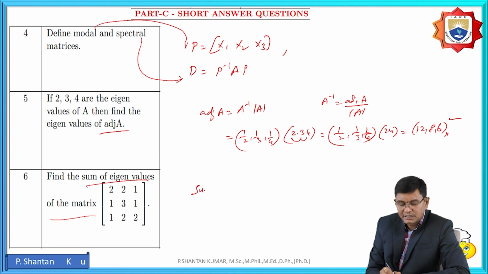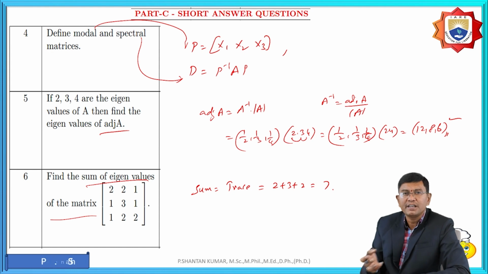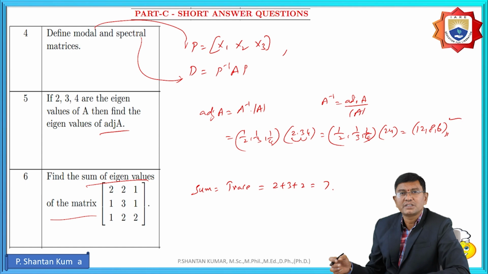The sum is equal to, as you know, the trace. It is equal to 2 plus 3 plus 2, which is 7. These are whatever we understood from the previous formulas and concepts, and then it is easy to solve the problems.